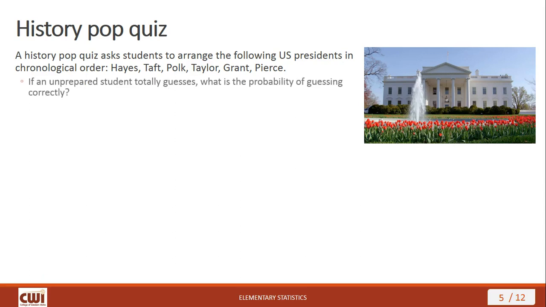In any event, let's suppose that we have a totally unprepared student, someone who didn't study at all, someone who has no idea when any of these presidents were in office, and so has no idea how to place them in chronological order. What is the probability that this student will guess the correct answer? Well, first we've got to find our sample space.